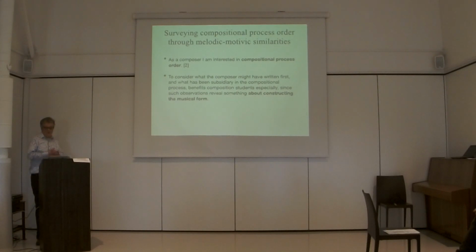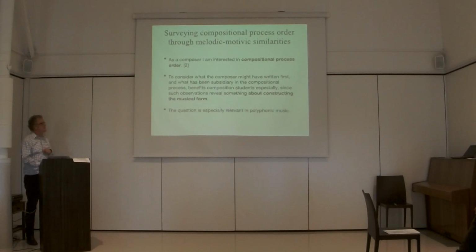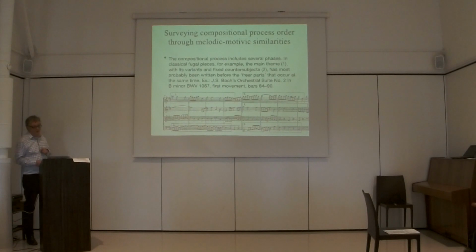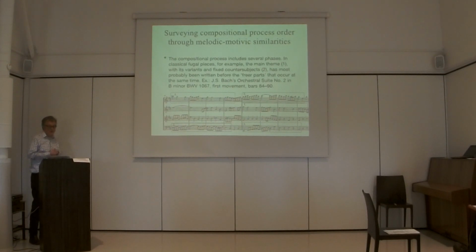To consider what the composer might have written first and what has been subsidiary in the compositional process benefits composition students especially, since such observations reveal something about constructing the musical form. And this question is relevant in polyphonic music discussion. If you compose a fugue, for example, there are several phases. First you construct maybe the main theme, and then maybe a fixed countersubject or several of them, and then you construct the whole piece using maybe freer parts.